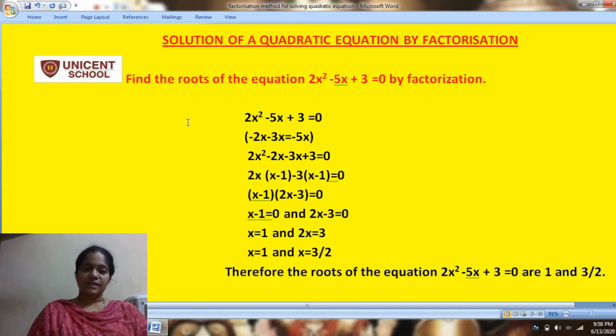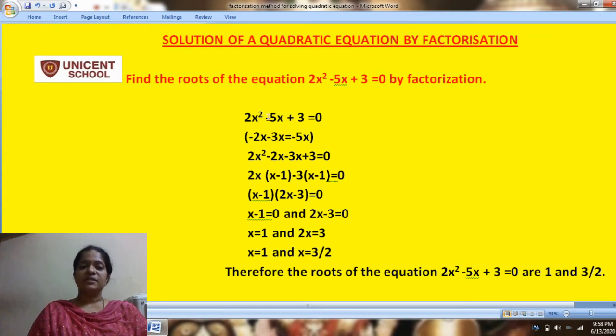Let us take an example. Find the roots of the equation 2x squared minus 5x plus 3 is equal to 0 by factorization method. 2x squared minus 5x plus 3 is equal to 0. It is the question, a given quadratic equation.